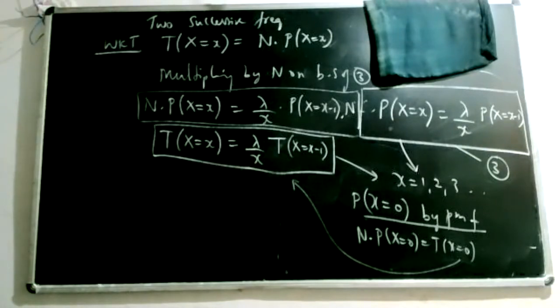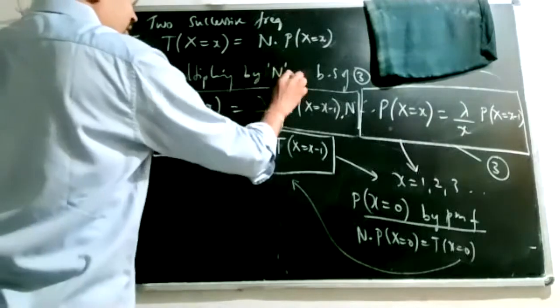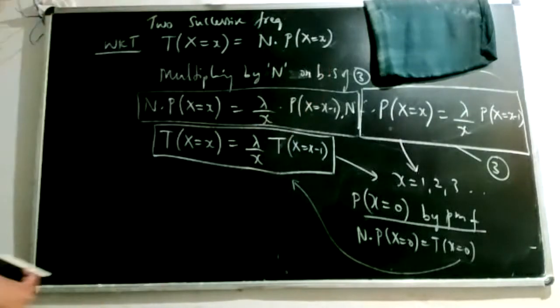Multiplying by n on both sides of 3. Okay, shall I clear it?